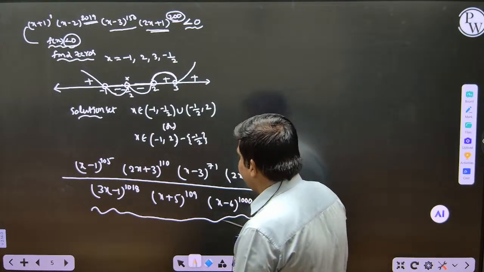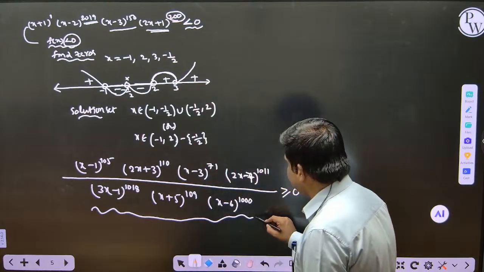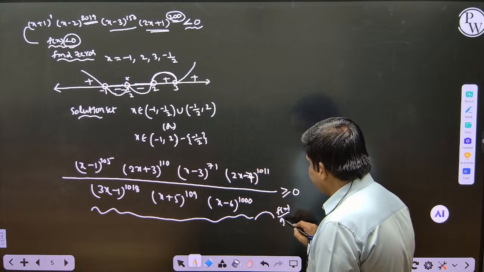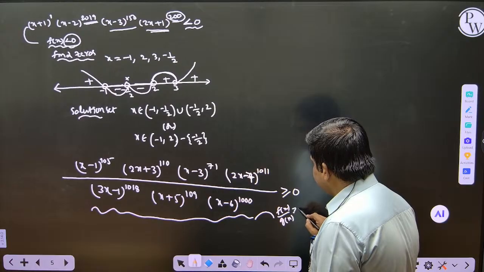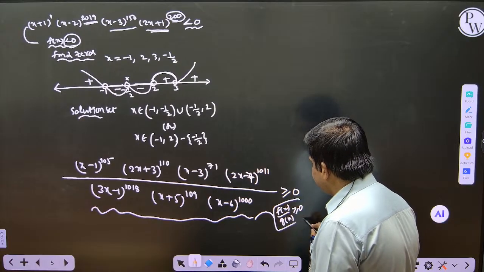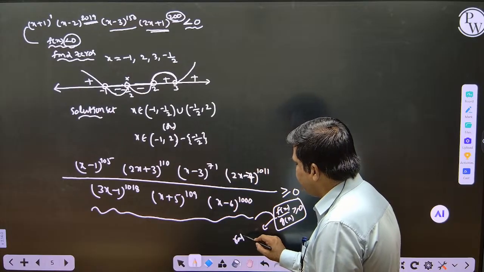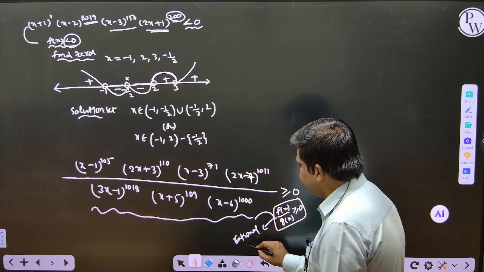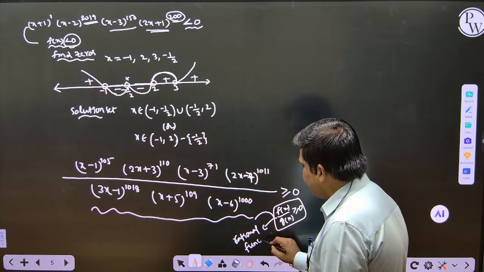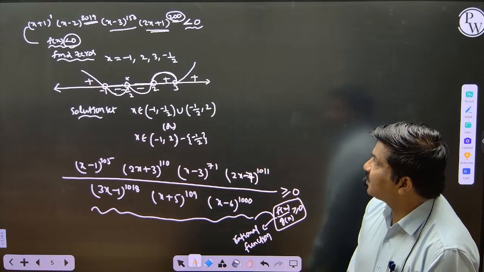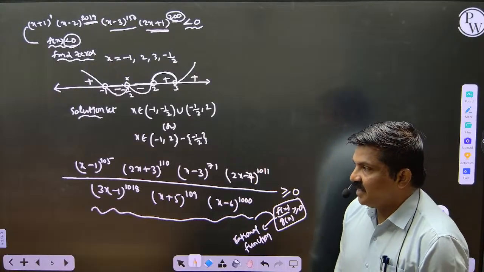Here, what happened? This looks like which form? This is in the form of f of x by g of x greater than or equal to 0. Here, f of x by g of x is which function? It is a rational function.